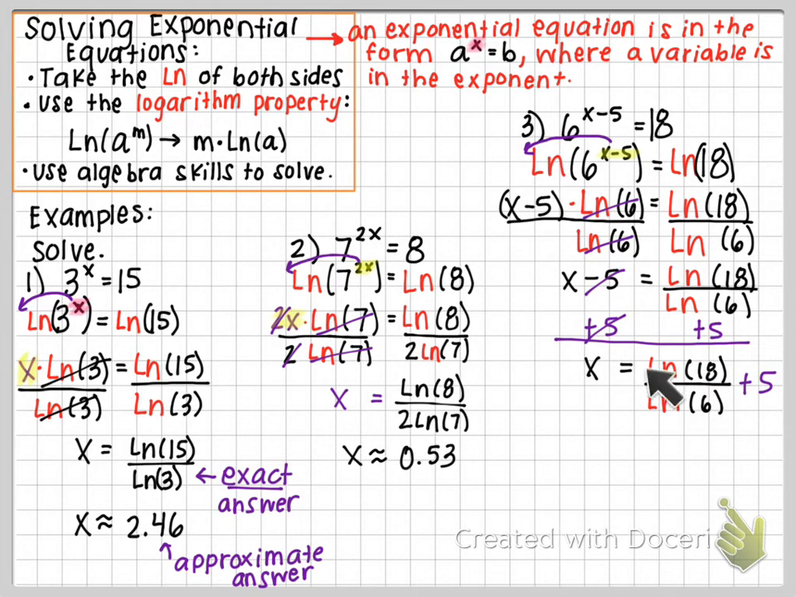These are numbers. We can't just combine that to 18 and 6. We just put plus 5 at the end. Okay? Again, you can have an approximate answer if you put this in a calculator and then plus 5, but we're just going to leave it like that.